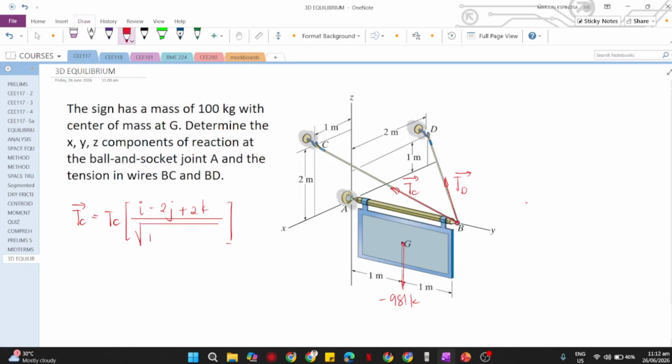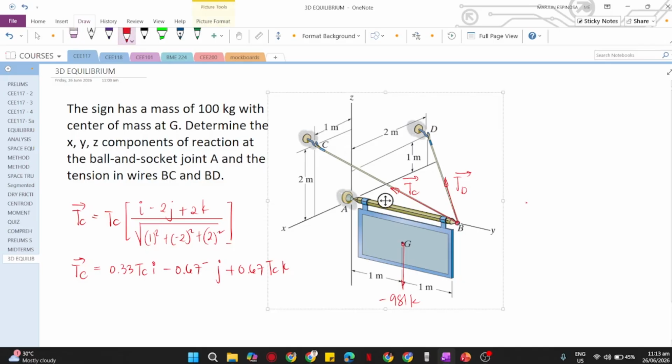And then on our denominator, we have here negative 1 square plus negative 2 square plus 2 square. Okay? So yung TC natin in vector form, if you will evaluate that one, we get 0.33 TC I minus 0.67 TC J, and then positive 0.67 TC K.